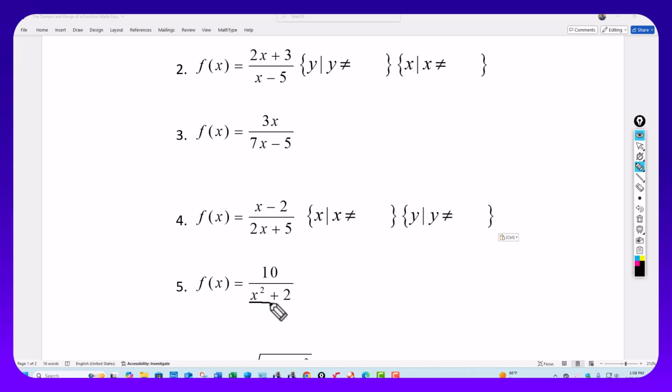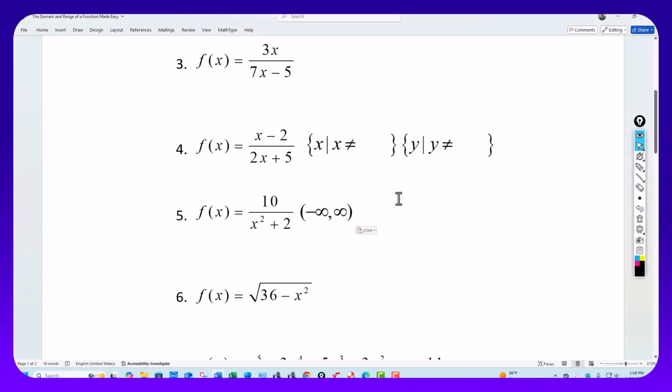What real numbers make the denominator 0? X squared plus 2. Well, again, x squared is never going to be negative. The smallest it can be is 0, and then you get a plus 2. So for the domain, there's no restriction on x. The denominator can never be 0. So it's all real numbers, or I can say negative infinity to plus infinity. In interval notation, negative infinity to infinity. That's all real numbers. Now what about the range?